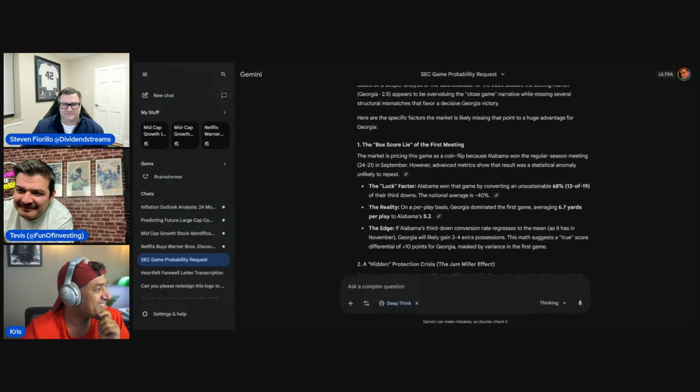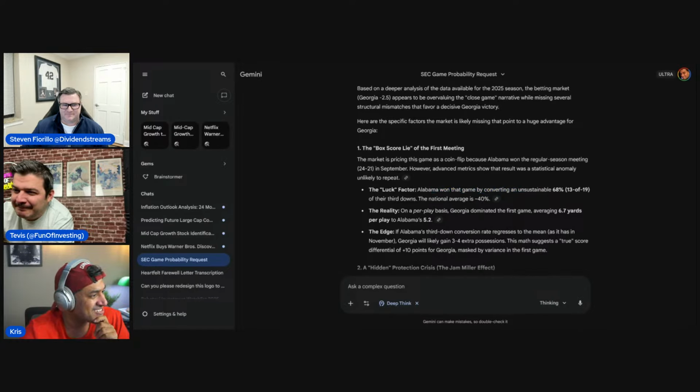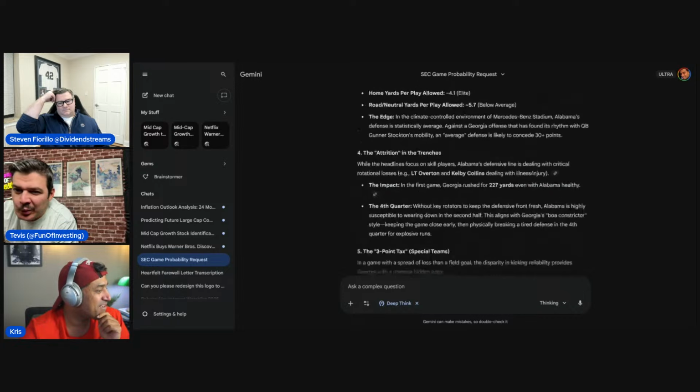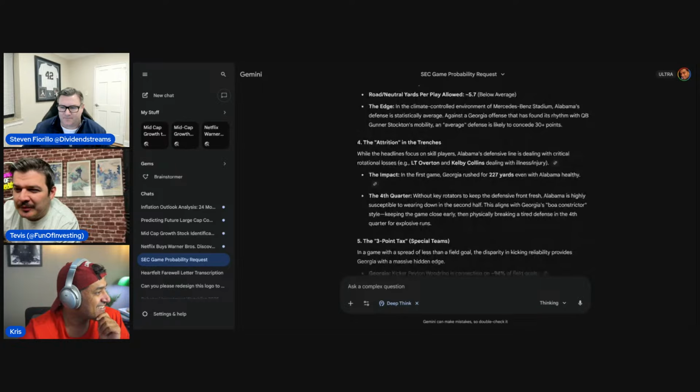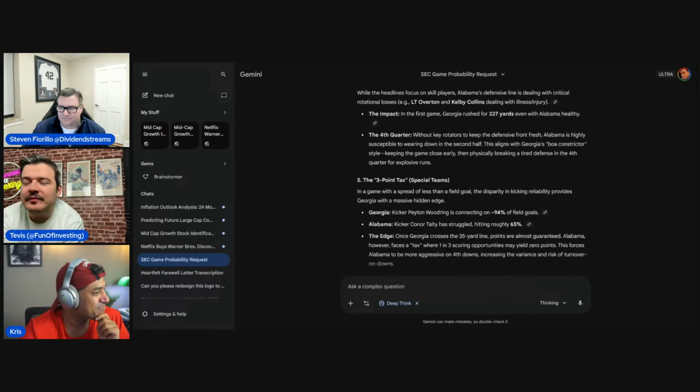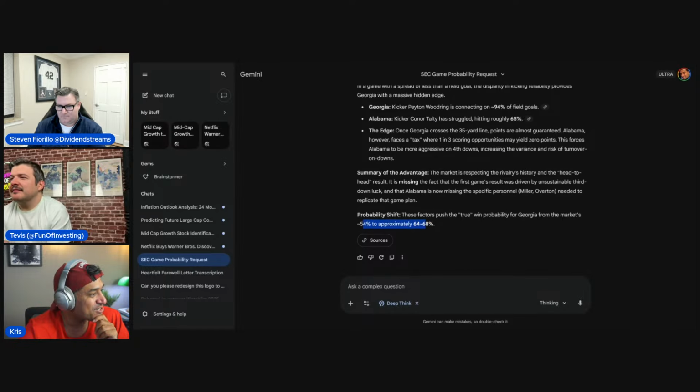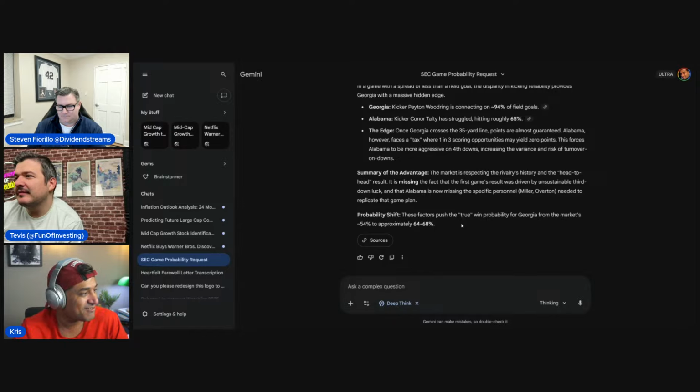It basically said Alabama won the game by converting an unsustainable 68% of the time on their third downs. The reality on a per-play basis is that Georgia dominated the first game, with the edge over Alabama's, and then it gave me all the analysis. I wish I had bet money on Georgia, because it gave some really good analysis right here. Kicker Peyton Woodring is connecting on 94% of field goals, while Alabama's struggled and only got 65. So basically it should actually be closer to 64 to 68 rather than 54%. So I'm definitely going to do that now.